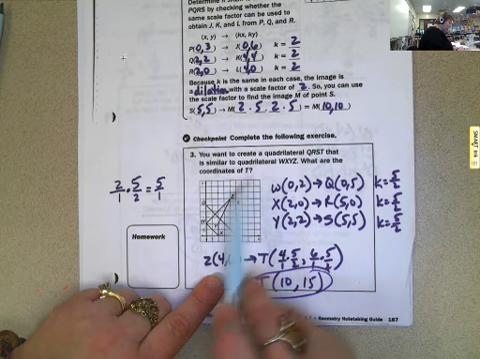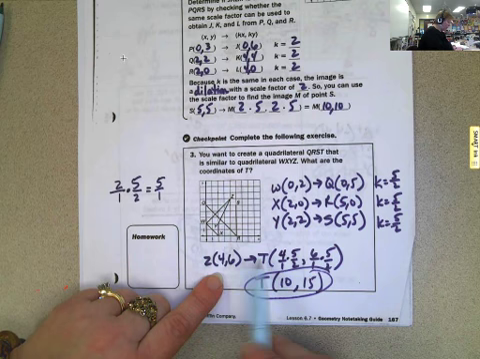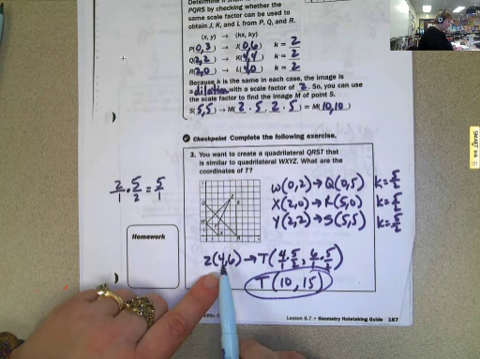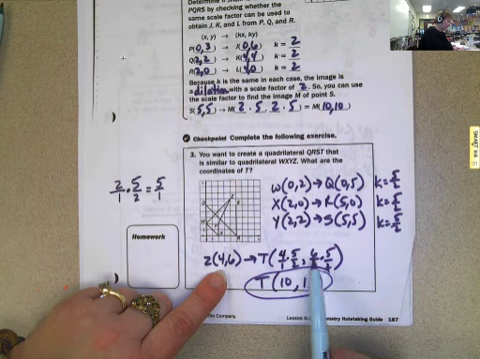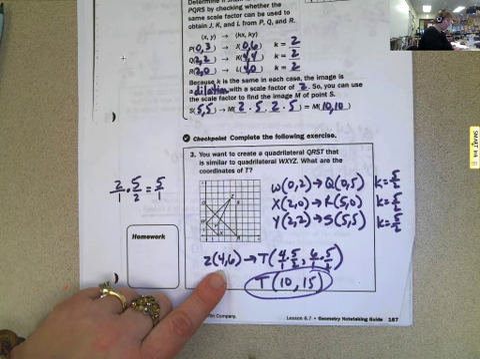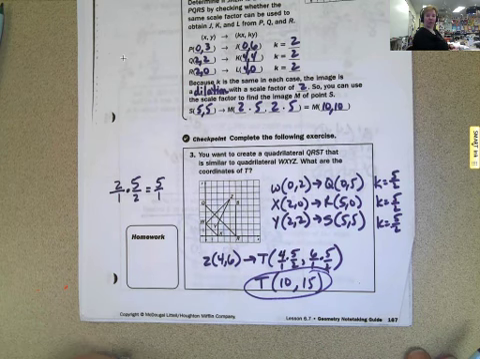We know we want to find point T based off of point Z. Again, I wish they said Z prime, but that's okay. So point Z is at 4, 6, and I literally took 4 times 5 halves and 6 times 5 halves. The 2 and the 4 will cancel and give me a 10. The 6 and the 2 will cancel and give me a 15. Okay, hope that helped.